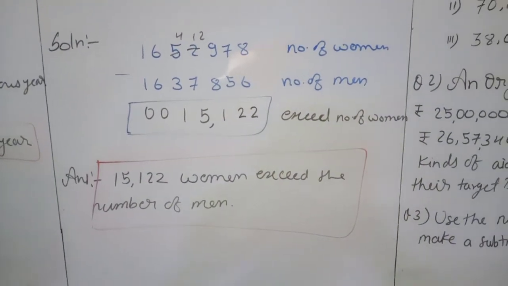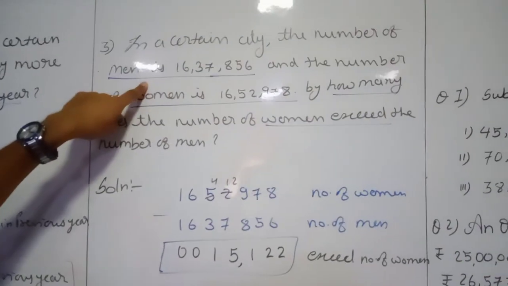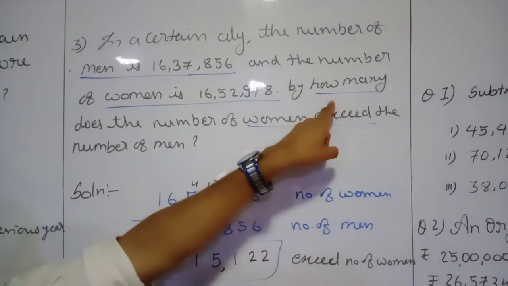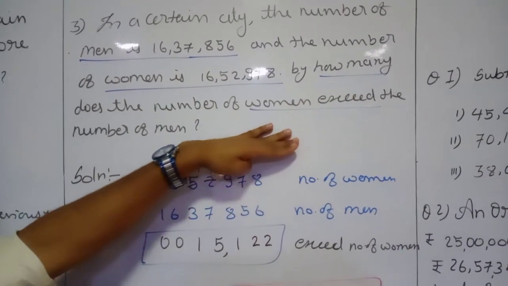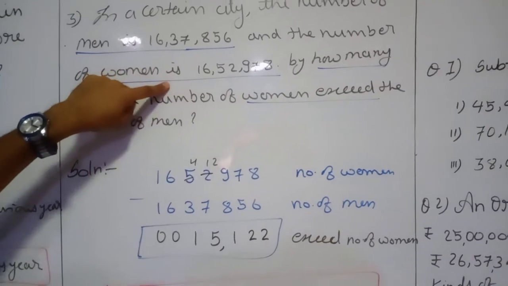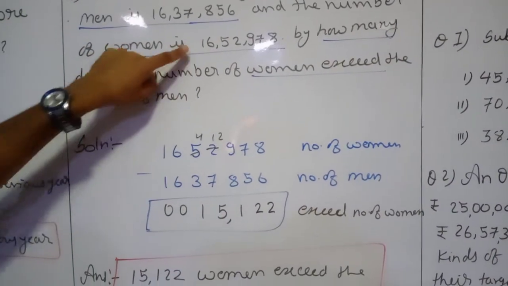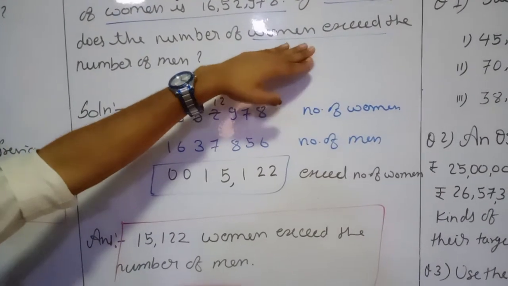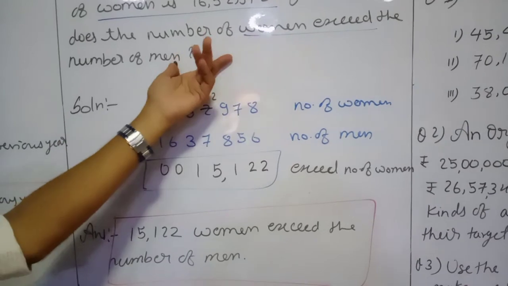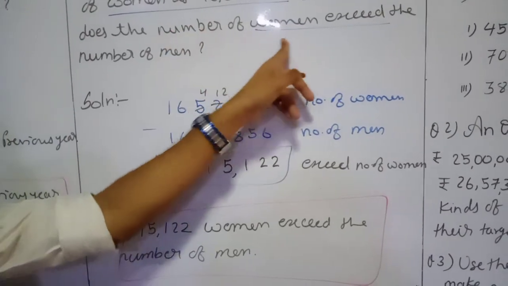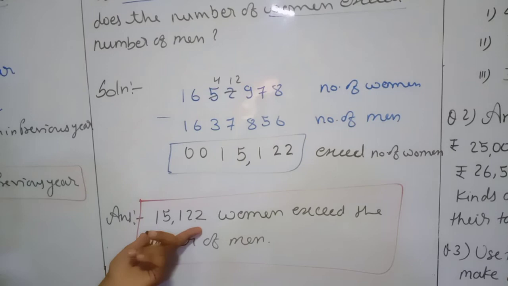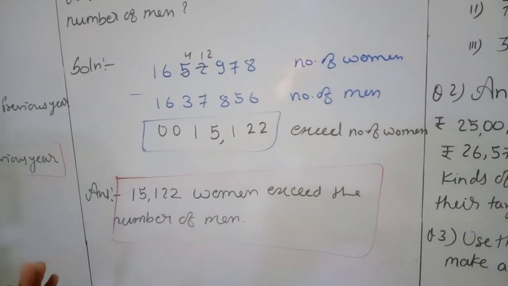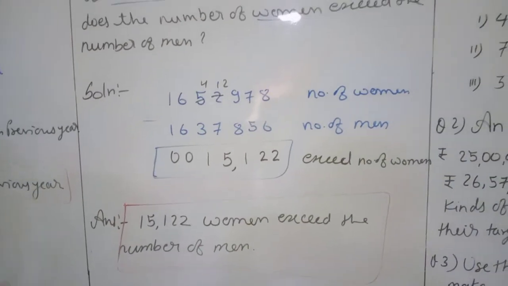So this way, whenever we have a word problem, just underline the things we need, the given numbers and the clue word. By that we can come to know whether we are going to do addition or subtraction. If you have a subtraction, the bigger number will be first. We write the smaller number at the bottom and do the subtraction. Then at the last, write the answer in the form they are asking. Like in this sum, the number of women exceed the number of men. The same way we have to write 15,122 women exceed the number of men. This way we can conclude our answers.